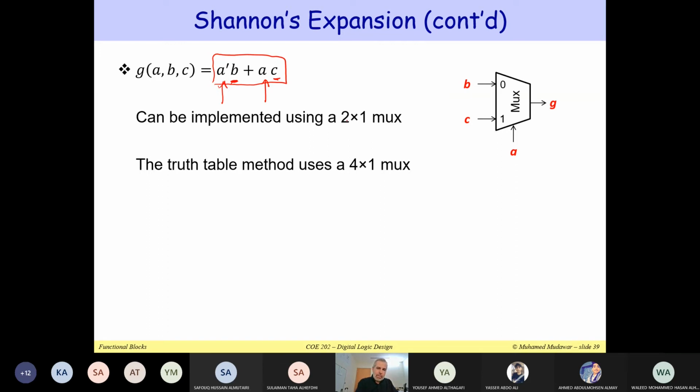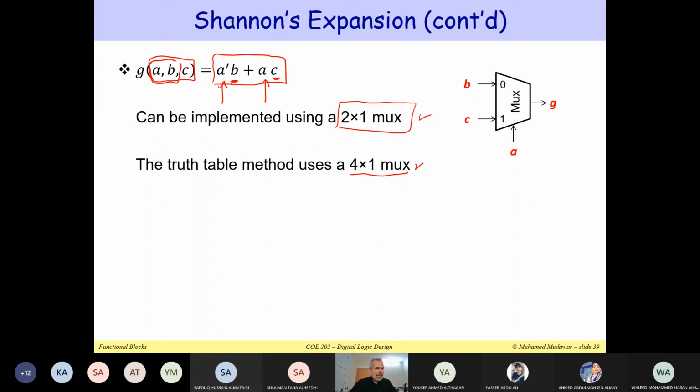This was implemented using a 2-by-1 multiplexer only, a small multiplexer. Now notice that this function is a function of 3 variables, a, b, c. I could have selected a and b as my select inputs, but this would require a 4-by-1 multiplexer. If you recall from last lecture, I used the truth table method and looked at the value of the function g when ab equals 00, 01, 10, and 11, and we implemented the function using a 4-by-1 multiplexer. But this is even better because we are using a smaller multiplexer, a 2-by-1 multiplexer, to implement the function.